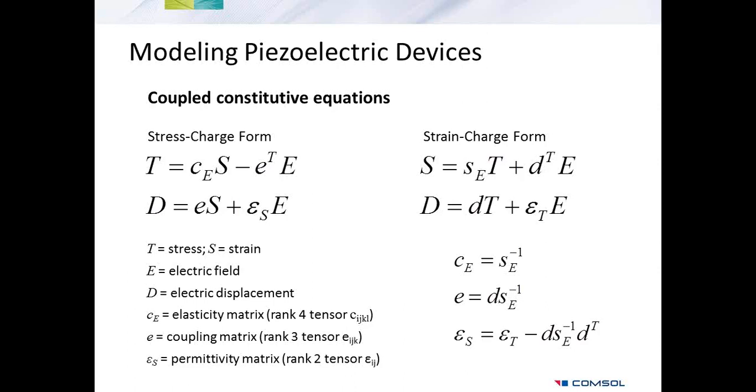Now, there are two popular forms of these equations that you might have often seen in the literature. One of them is known as the stress-charge form and the other as the strain-charge form. In COMSOL, you can choose to work with either of these forms depending on the type of material properties that are available to you for a given material of interest. In this way, you can avoid cumbersome pre-processing to convert the material properties from one form to another.